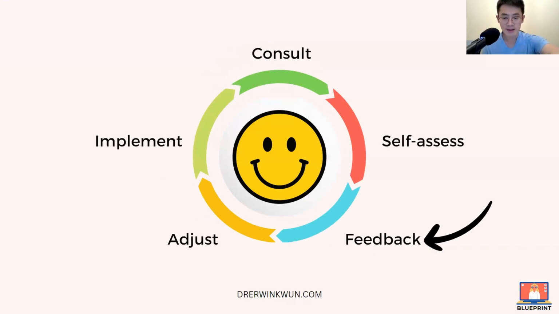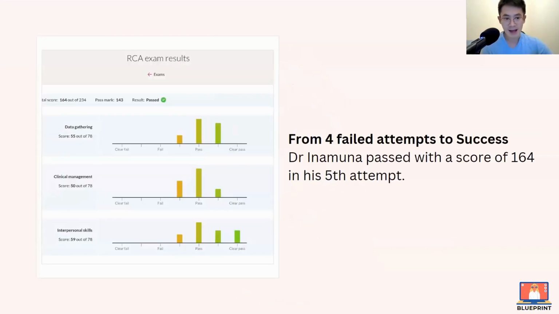And eventually, he passed his exam and had a really good score, 164 for the RCA. And as you can see in the breakdown of the score, he did not fail any of the cases. He had a really good pass, and that was his fifth attempt. But you don't have to sit it fifth time to get there. You could do it first time and don't have to have this problem if you do it right.